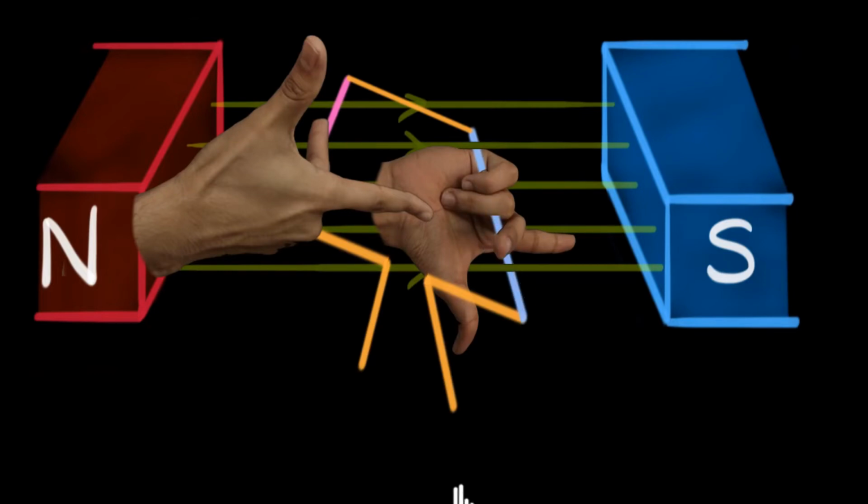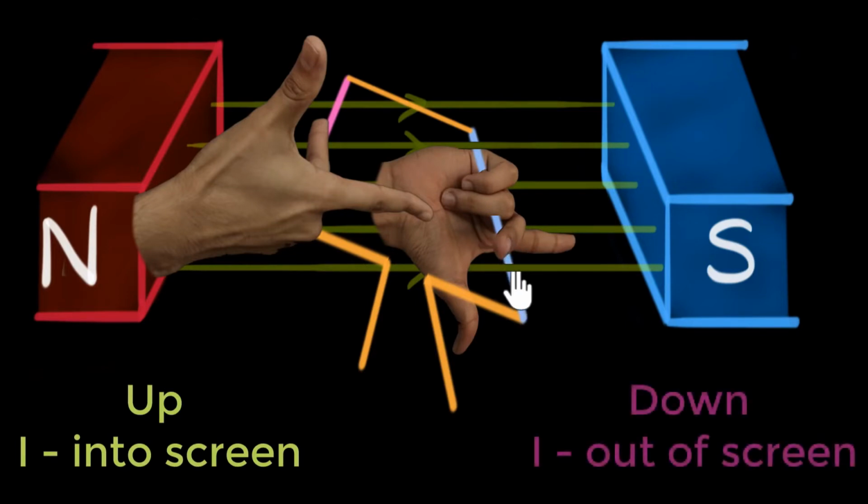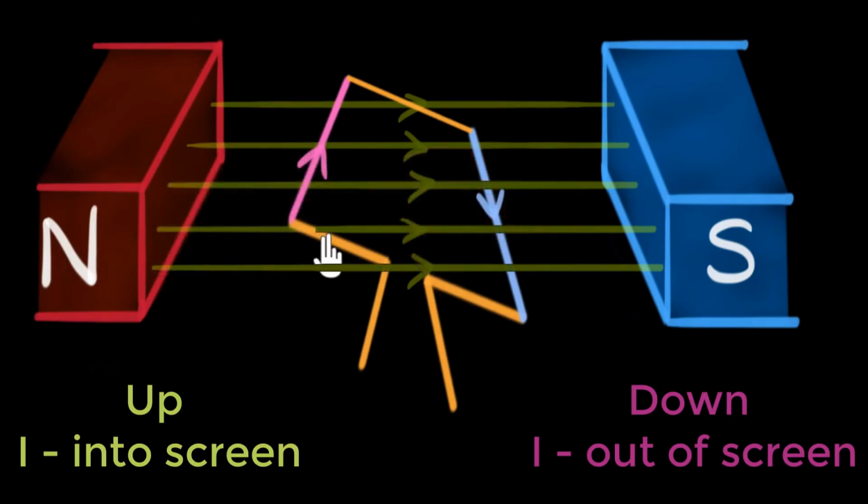So what we have seen is if a wire is moving upwards over here, then the current will be into the screen. And if the wire is moving downwards, then the current will be out of the screen. Remember, this will be important. So now let's get rid of the hands and put arrow marks to indicate the current. And now we can guess what direction the current will be in the rest of the wires.